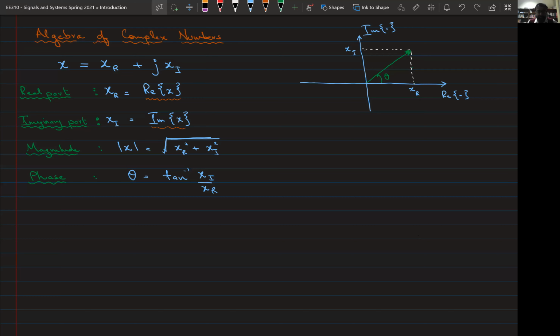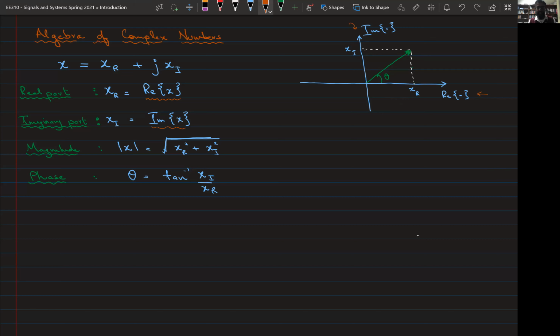Okay, and so the complex number, because it has a real part and an imaginary part, we can visualize complex numbers in a two-dimensional space, right? So we can imagine this in a two-dimensional space where the x-axis denotes the real component, and the y-axis denotes the imaginary component. And this vector, which you can see in green, represents a complex number, right?